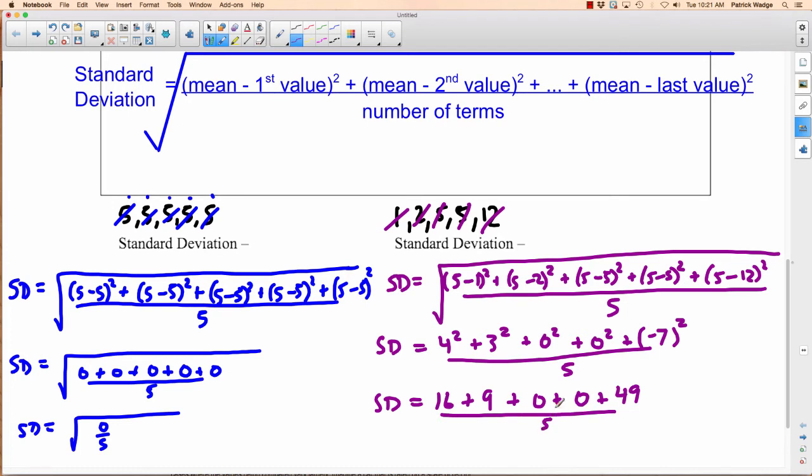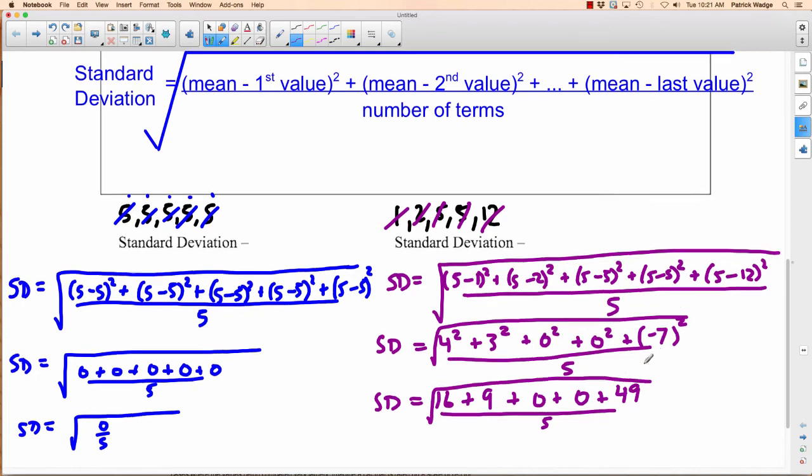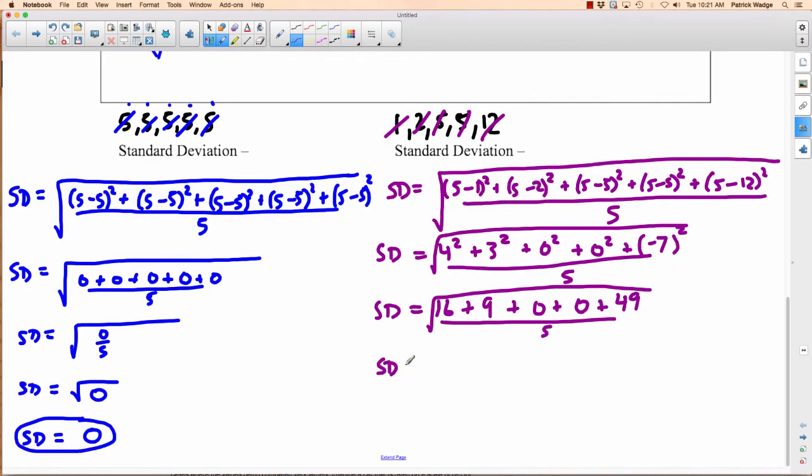And you see what I missed? In this last step, I forgot to include my square root sign. And I'll put it again here. It's a bit messy, isn't it? Okay, next, we got to add those all up. So we still have our square root sign. We still have the 5 on the bottom.